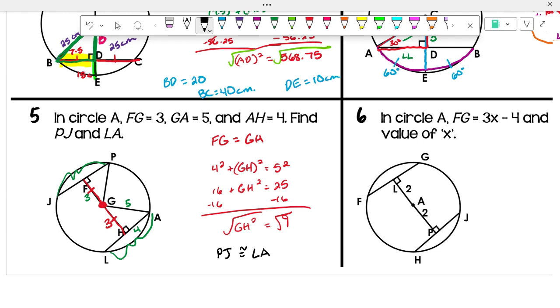Now, we do have enough information to find it because let's say I drew a radius from G to L. What would this radius be equal to? 5, because GA is also a radius. So this is also 5. So if this side's 3 and this side's 5, what has to be this side? Didn't we just do a Pythagorean theorem with a 5 and a 3 and a 4? Yes. So this side has to be 4. So what's the length of LA? 8, which means PJ is also what? 8. So it's equal to 8.